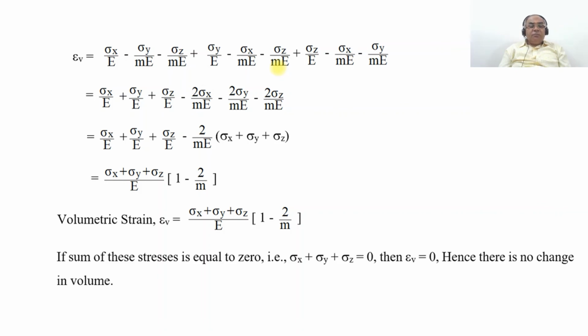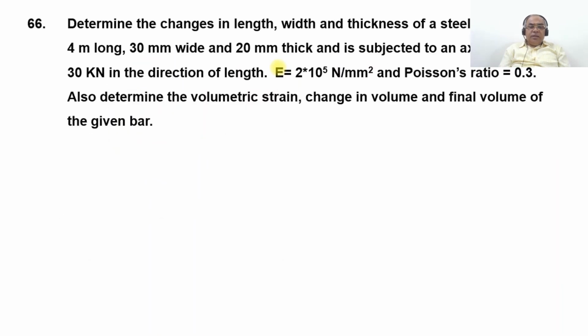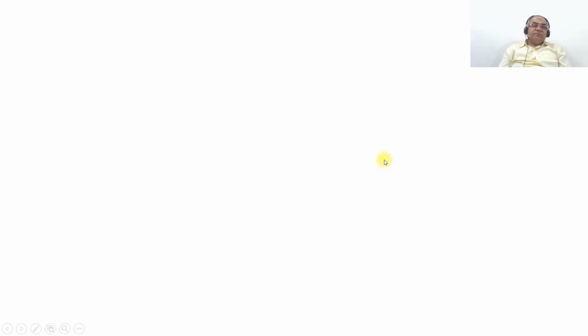If the sum of these stresses is equal to 0, that is sigma X plus sigma Y plus sigma Z is equal to 0, then epsilon V will be 0. Hence, there is no change in volume. So this is how you will be able to derive the expression for the volumetric strain for the rectangular block.